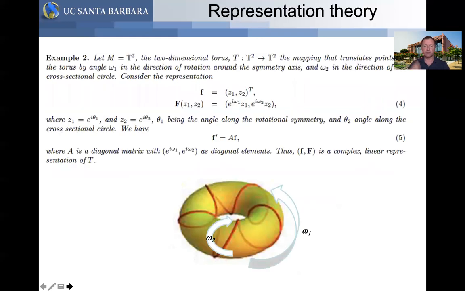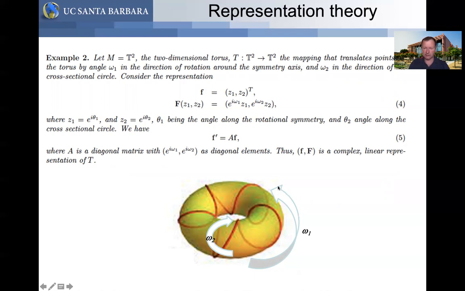And here is a simple example. Let's have a two-dimensional torus. And let's say that the mapping is abstractly given by just taking a point on the torus, translating it in one direction by angle omega-1.